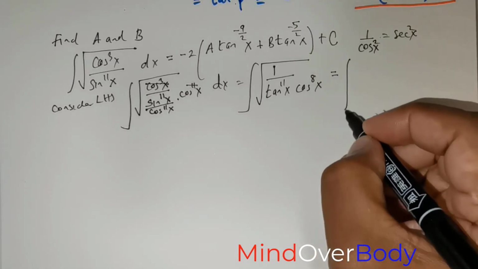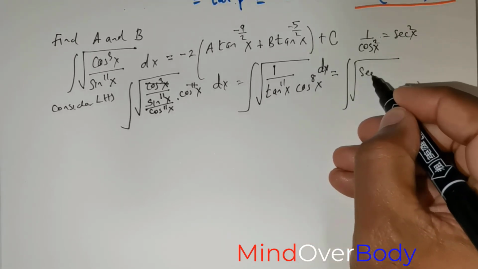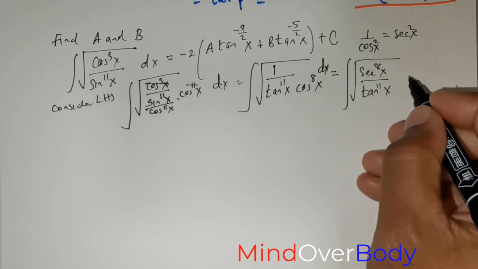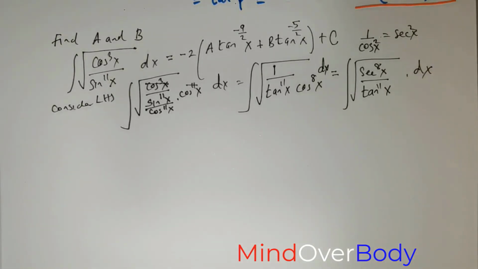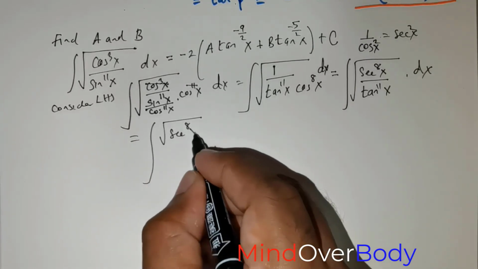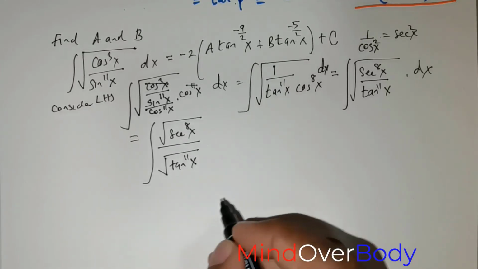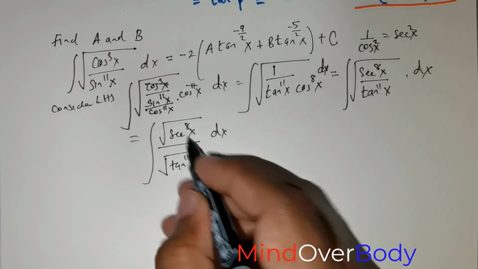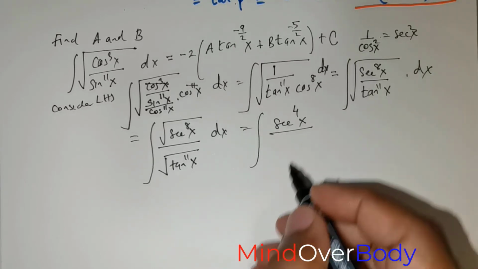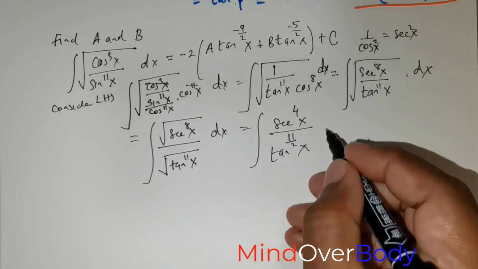So this is equal to the integral, of course I need to place the dx there, of the root of secant raised to the power of 8x over tan raised to the power of 11x, times dx. Now I'm going to rewrite this further as the root of secant raised to the power of 8x over the root of tan raised to the power of 11x times dx. Now this would give me secant raised to the power of 4x divided by tan raised to the power of 11 over 2x times dx.